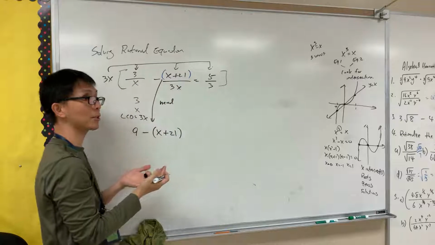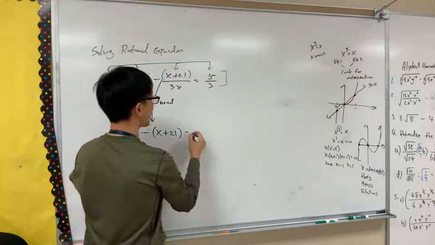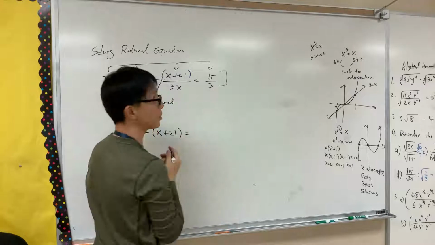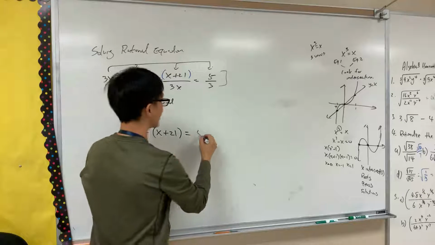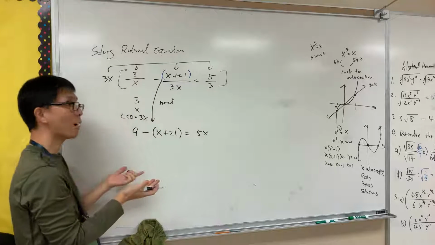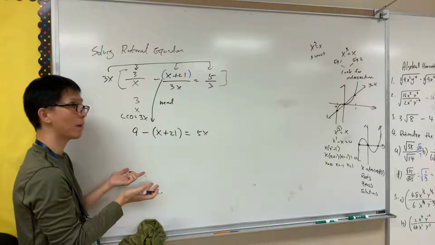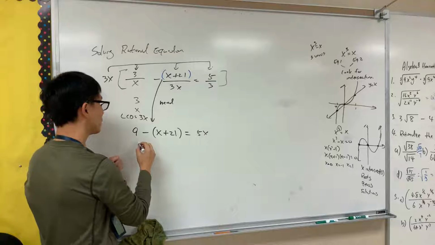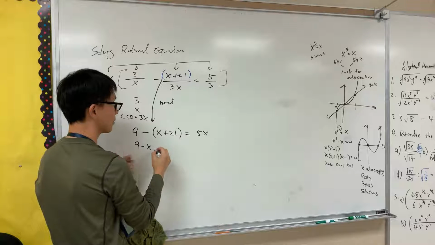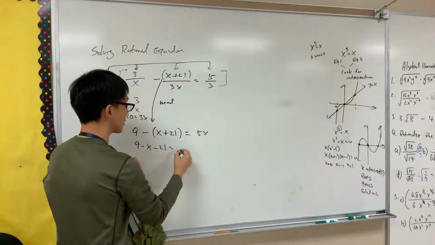Every numerator has its own parenthesis. Then that's equal to 3x, cancel out 3. Which thing's left? x. So it's going to be 5x. Wow, all in one step. And it's a beautiful linear equation I can solve now. So 9 minus x minus 21 is equal to 5x.